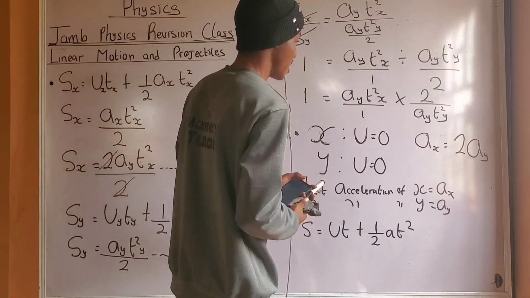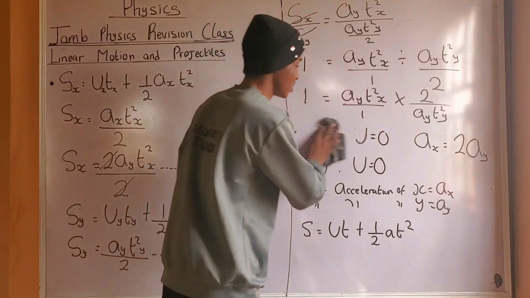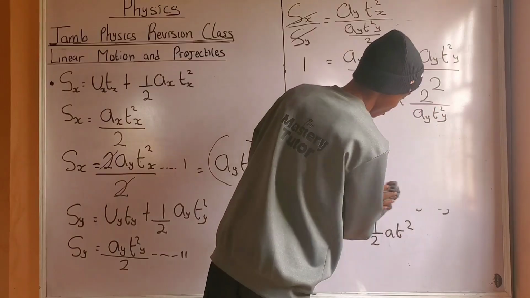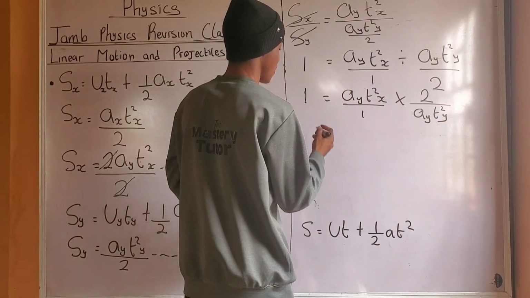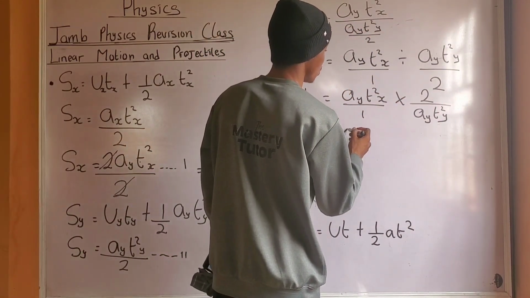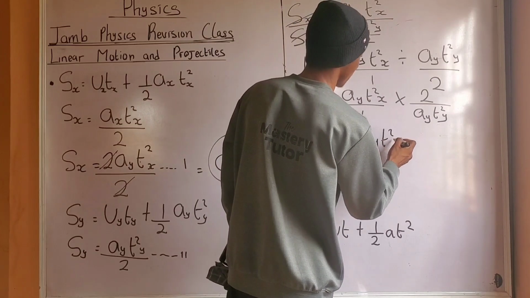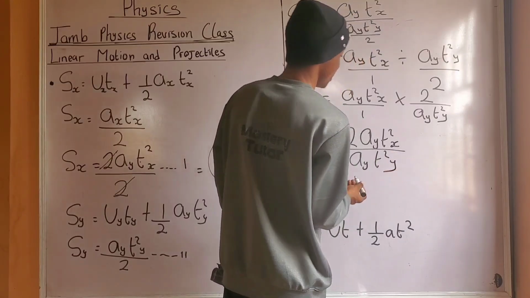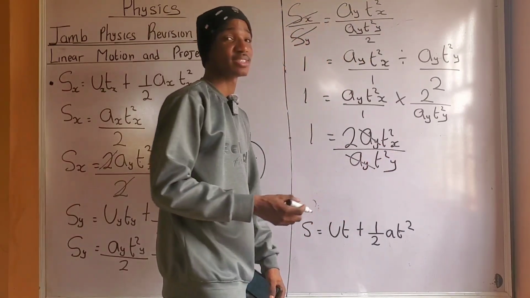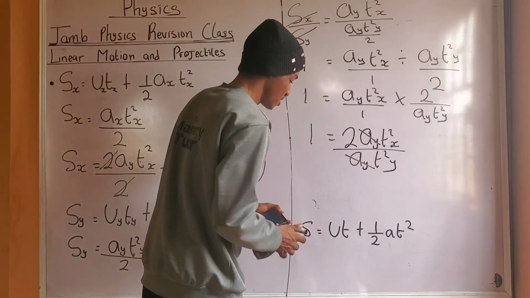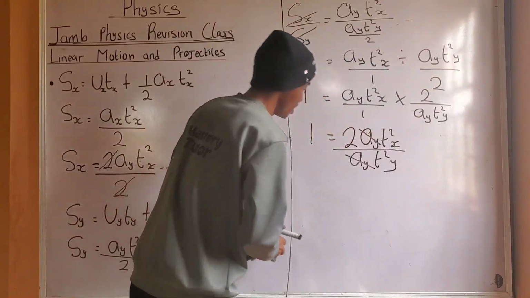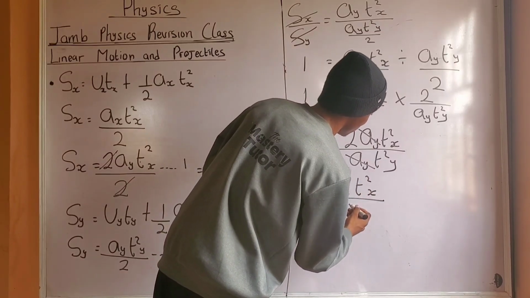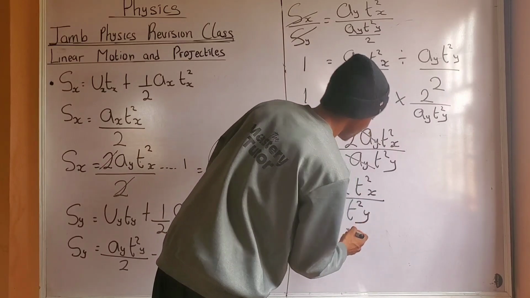Okay, I can erase this, right? Yes. Okay. So here I'm going to have 1 equals 2 multiplied by Ay t squared x all over Ay t squared y. Now listen, this Ay can cancel this Ay. Are you getting it? So I'll be left with 2t squared x all over t squared y.